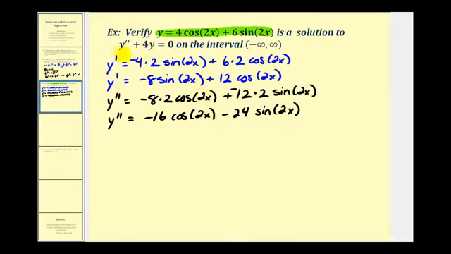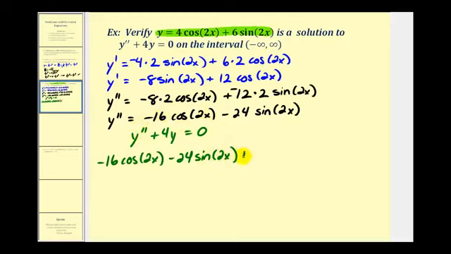Now we have the information we need to verify the solution. We're trying to verify that y double prime plus 4y equals 0. So we'll substitute all of this for y double prime, and we'll substitute the original function for y. So we'll have negative 16 cosine 2x minus 24 sine 2x, all of this being y double prime, plus 4 times y equals 0, where y is 4 cosine 2x plus 6 sine 2x.